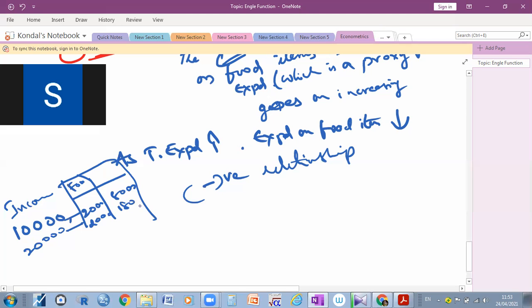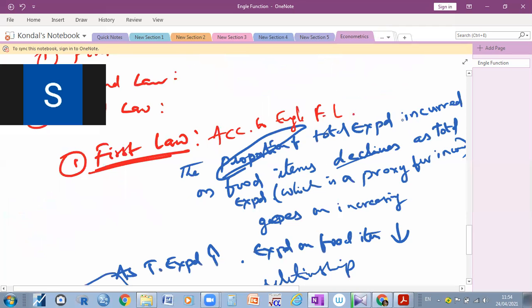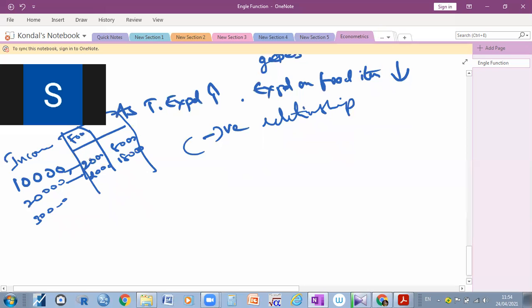The remaining is 18,000. When you increase your income, the proportion of total expenditure incurred on food items declines as total expenditure goes on increasing. You are going to spend less, meaning the proportion. The proportion differs from year to year. Earlier you spent 2,000 on food and 8,000 on non-food items. How much is the proportion?